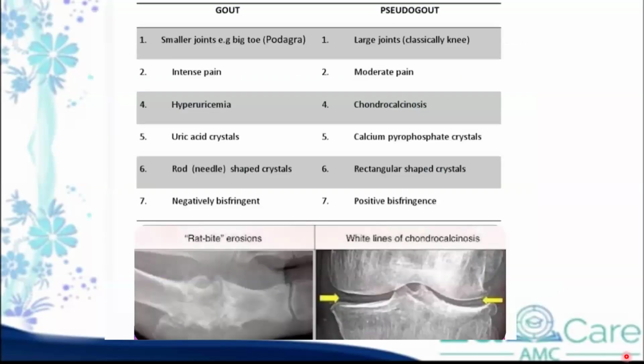Again, gout and pseudogout have differences in one picture. You can see on the X-ray, in gout you get some joint destruction as well. Rat bite erosions are seen in gout. And then you get this fluff present in pseudogout, which is known as chondrocalcinosis. Chondro means the cartilage, right?